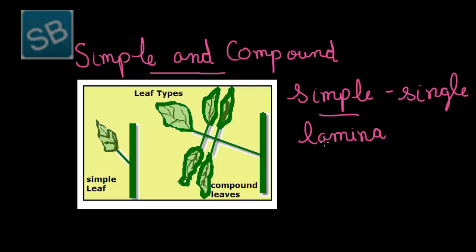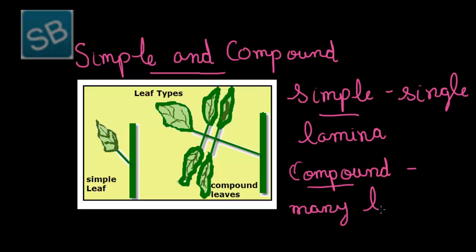Thus, in leaves in which incision occurs till the tip of a petiole or midrib, the lamina is divided into independent leaflets. Such leaves are known as compound leaf. Thus, compound leaves are the leaves in which many leaflets arise from a single lamina.